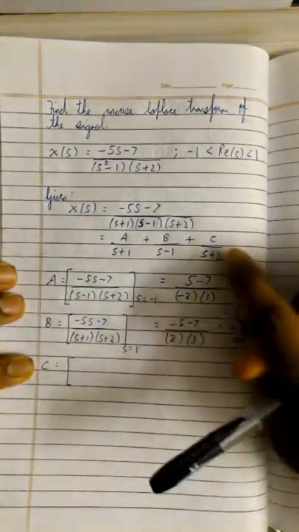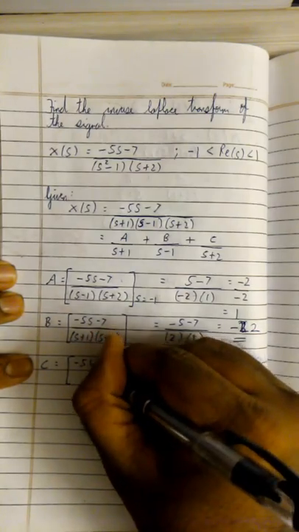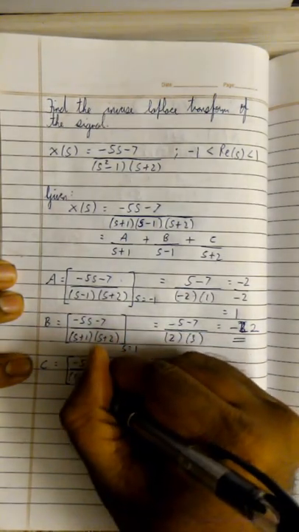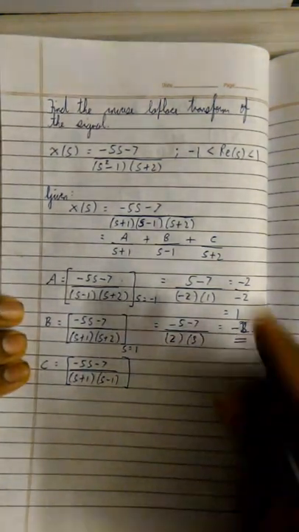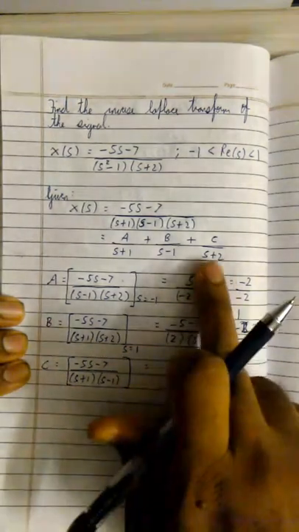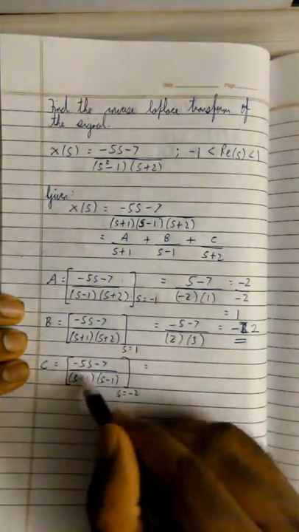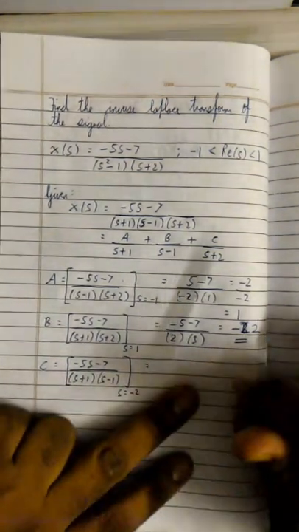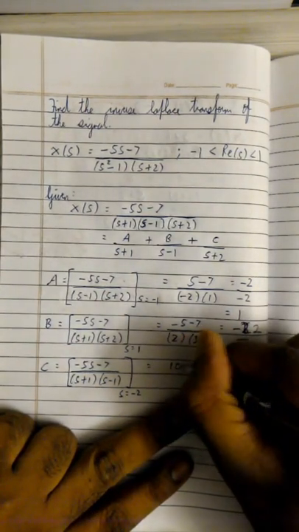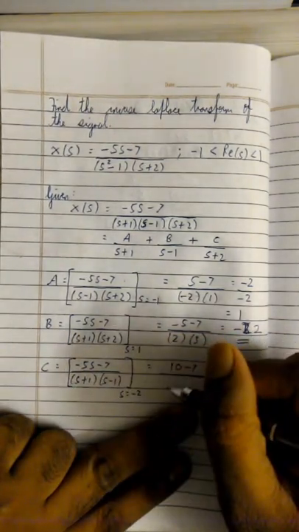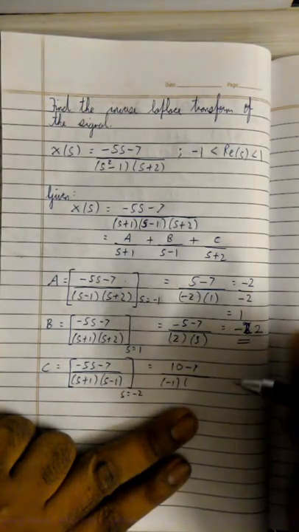C is, here the denominator of C is s plus 2. So remove s plus 2 and write the remaining equation. Okay, and substitute the value. Here s plus 2 is equal to 0, so s is equal to minus 2. So substitute s is equal to minus 2 over here to find the value of C. So you will get here minus 5 into minus 2 is plus 10. So you will have 10 minus 7 by, here minus 2 plus 1 is minus 1 and here minus 2 minus 1 is minus 3.